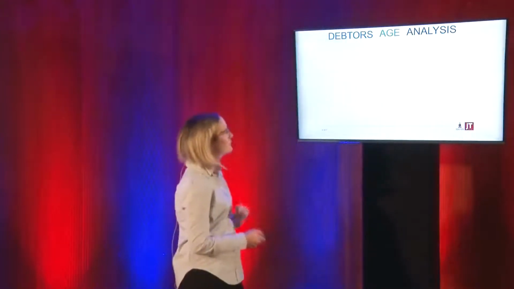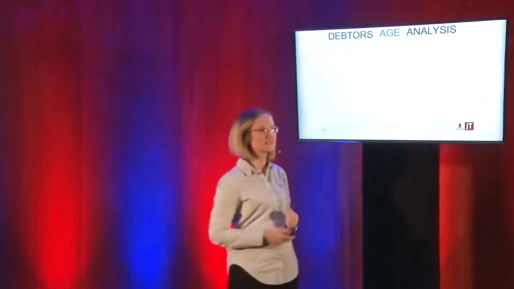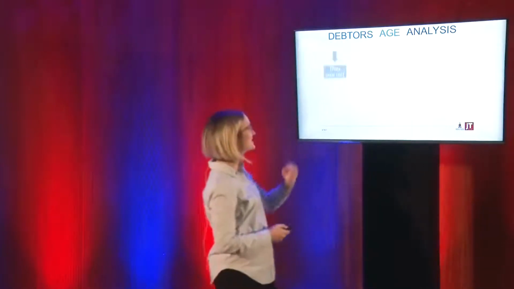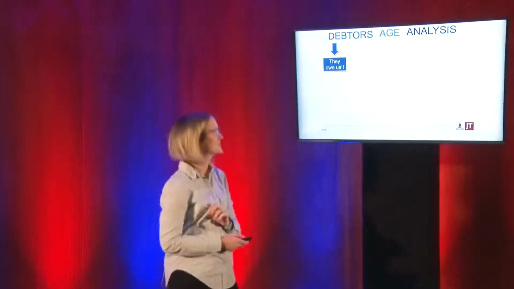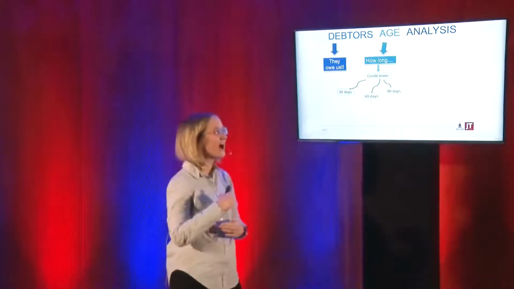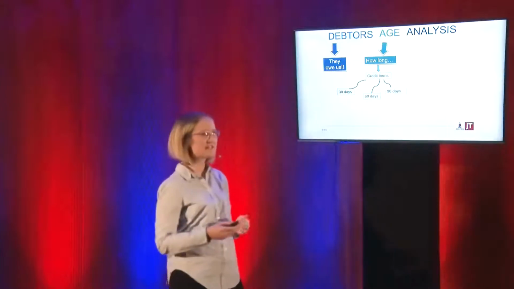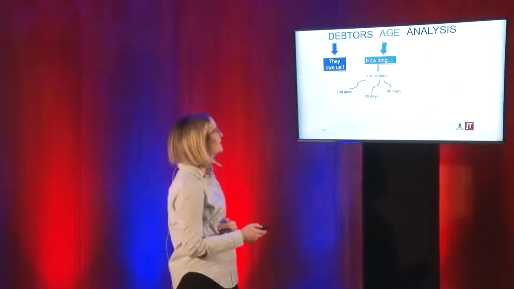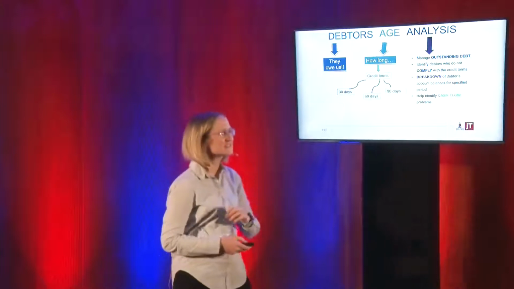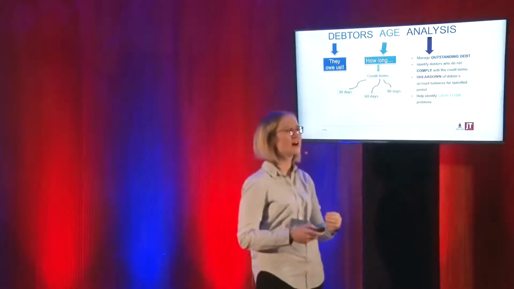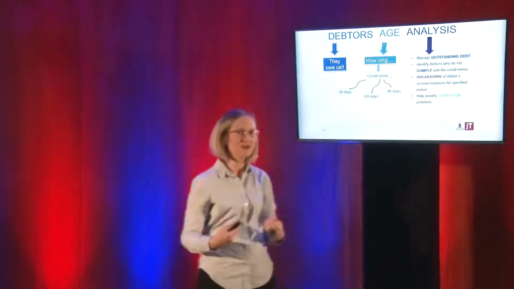If we go through the debtors age analysis now, the word debtors means they owe us. Age, we look at how long. Credit terms, we refer to 30 days, 60 days, 90 days. And then the analysis gives us a breakdown of the debtors' accounts.